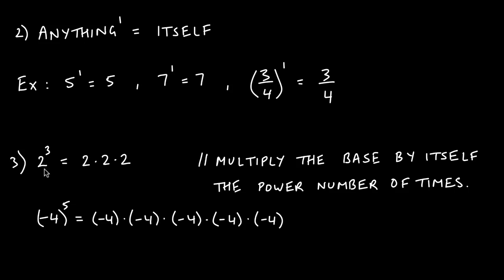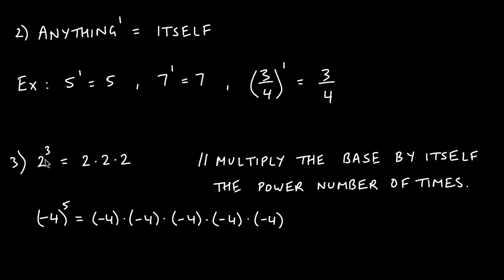A third fact is what an exponent actually is. When we say 2 raised to the 3rd, or 2 to the 3, or 2 cubed, what we really mean is take this base and multiply it by itself this many number of times. In this case, my base is 2, so I write down 2 here, and I have to multiply 3 2s together. This does not mean 2 times 3. Please make a note of this. This does not mean 2 times 3.